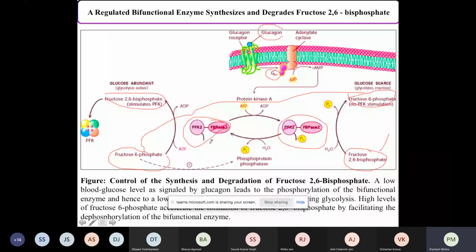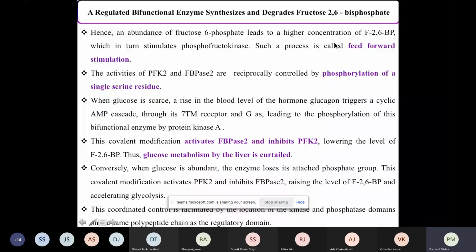Just to give you a written concept, here it is given very clearly that fructose 6 phosphate leads to a higher concentration of fructose 2,6 bisphosphate, which in turn stimulates phosphofructokinase. This process is called feed-forward stimulation. That means when you have a high concentration of fructose, it will direct phosphofructokinase to work more so that you can get fructose 1,6 bisphosphate. It does this by increasing the concentration of fructose 2,6 bisphosphate, which is an allosteric regulator or stimulator.